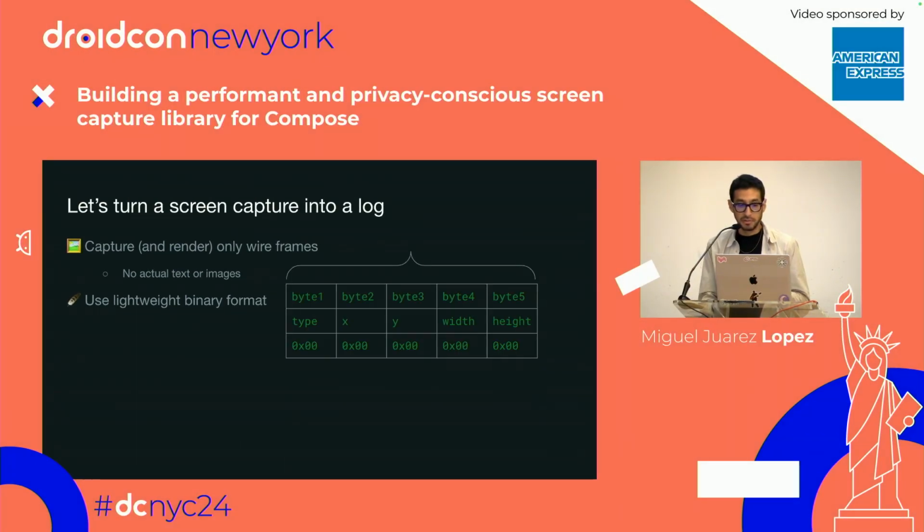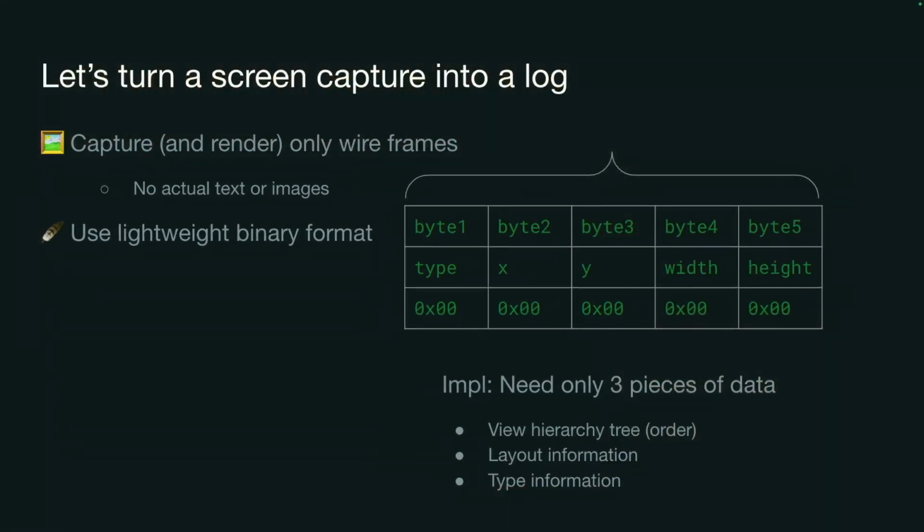You can get away with 5 bytes: one for the type, and one each for the coordinates x, y, width, and height. So your implementation only needs access to 3 pieces of data: the view hierarchy, to know the order of your elements in the screen; the layout information, to know the size and position; and the type information, so you can map it to something that looks like a button.